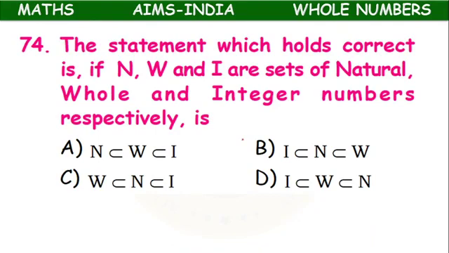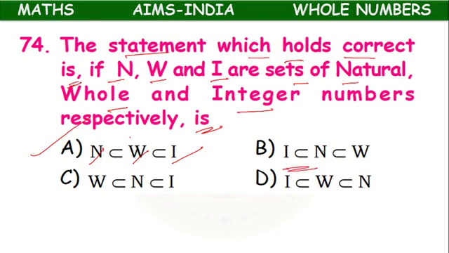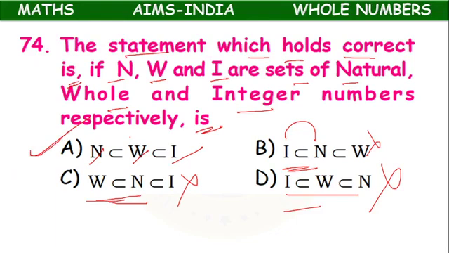Next, 74th question. The statement which holds correct is, if N, W, I are sets of natural, whole, integer numbers respectively. So natural numbers is a subset of whole numbers, which is a subset of integers. So A option is correct. Integer subset of natural numbers, wrong. Whole numbers subset of natural numbers, wrong. Integer subset of whole numbers, wrong. Only the A option is correct.